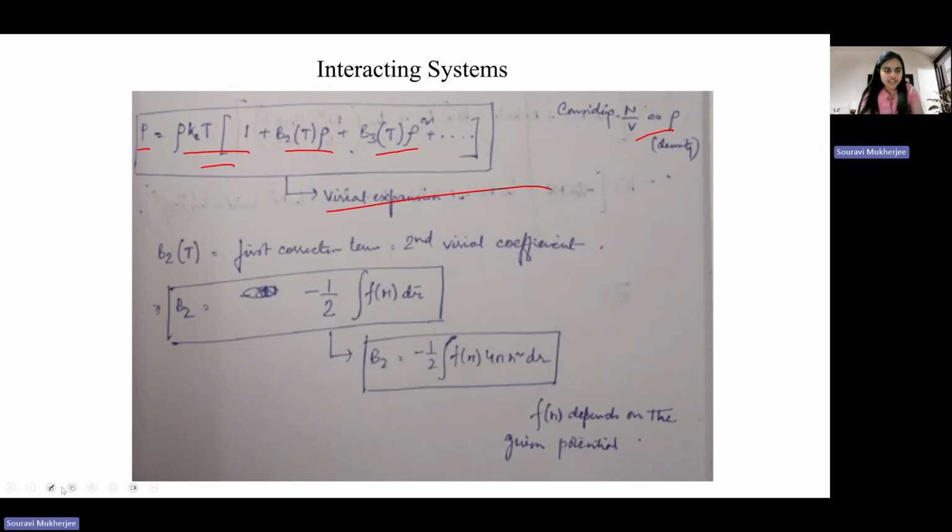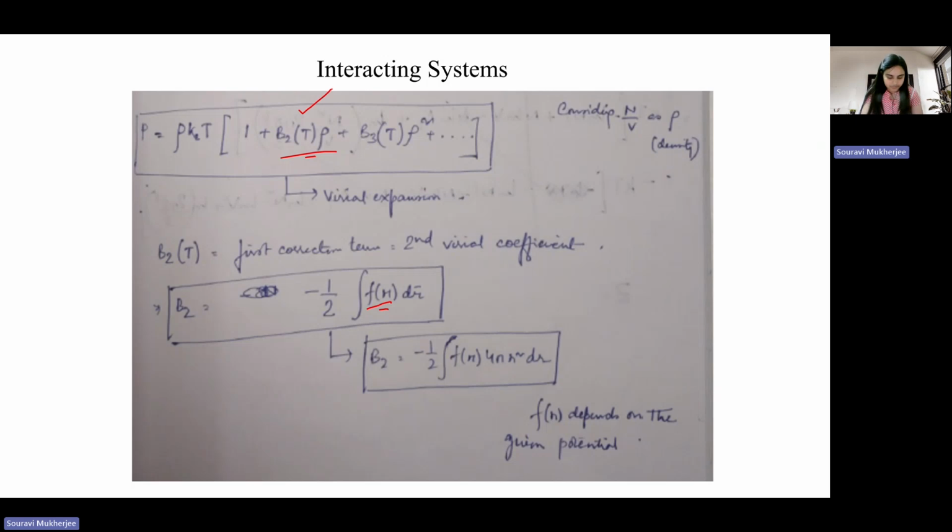Now what is this virial expansion telling you? Basically you have an expansion which defines how pressure gets modified when you have an interacting system. Here the first correction term, or the second virial coefficient as you would say, B2, is given as minus half integral of f of r dr. What is this telling you? This is associated with the potential. So that means if you know the interaction potential, you can find the virial coefficients, and you can put them here to see how the pressure gets modified as interactions come in.